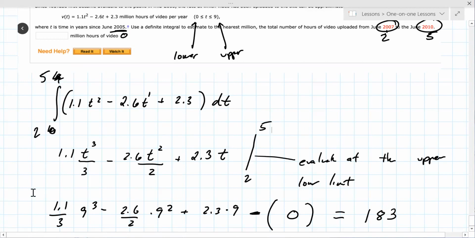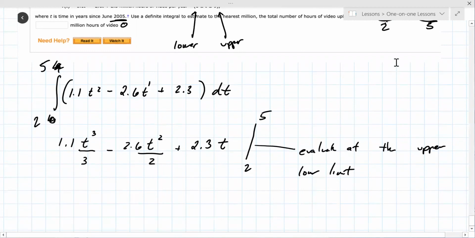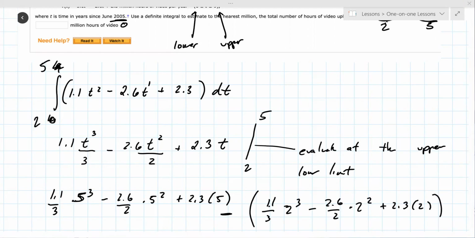All right, let me rewrite this because it's completely wrong, and then we'll do this also. It's 1.1 over 3 times 5 cubed minus 2.6 over 2 times 5 squared plus 2.3 times 5 minus, and you put this in parentheses. It's the same thing, but it's 2 cubed minus, this is a 5 here, minus 2.6 over 2 times 2 squared plus 2.3 times 2. So go ahead and check that.